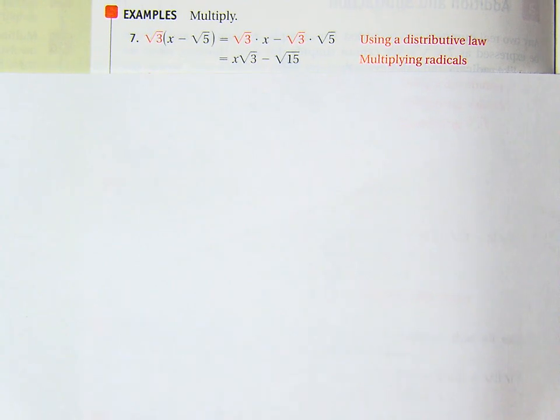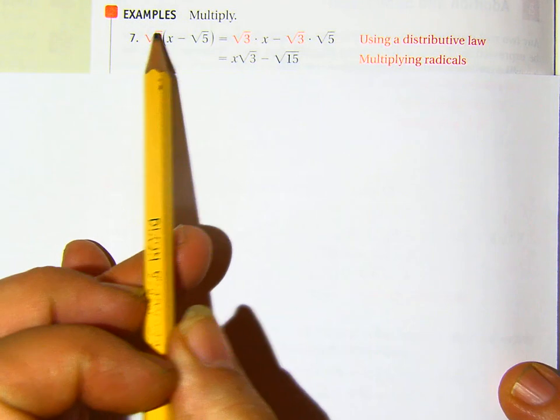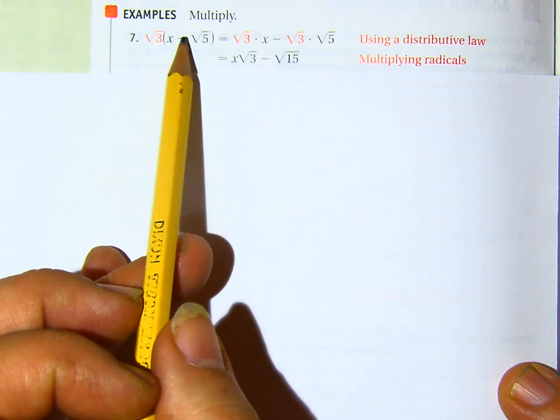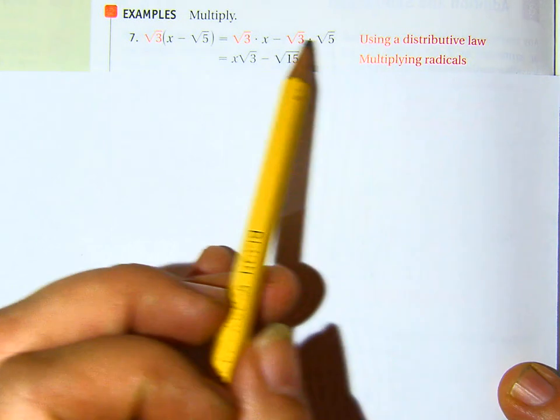All right, so Algebra 2, Chapter 6, Lesson 4, Multiplying, Section B. So we're just going to go over some of the examples that they have here. And what you have is a classic situation of distribution, using the distribution law.